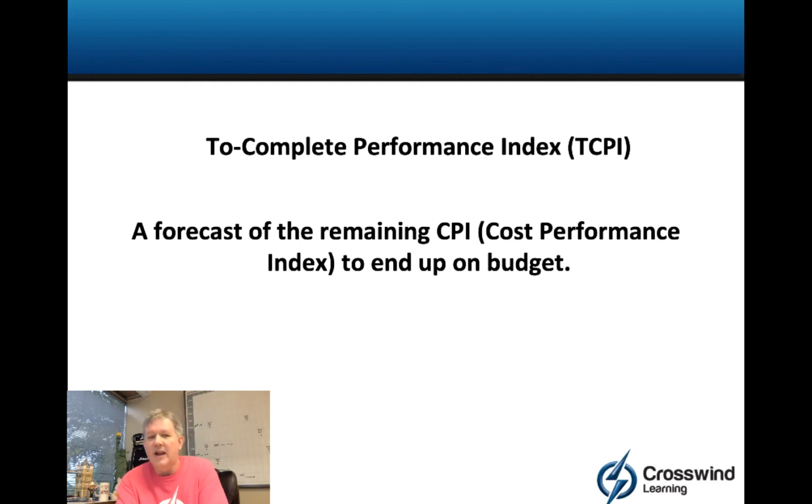So in other words, at whatever slice in time, like through week 4, through week 8, through week 12, the TCPI is the cost performance index that you need to have from that point until the end of the project to end up on budget, or essentially to have a variance at completion of 0. So in other words, it's how efficient you need to be from that point until the end of the project to do exactly what you intended to do.